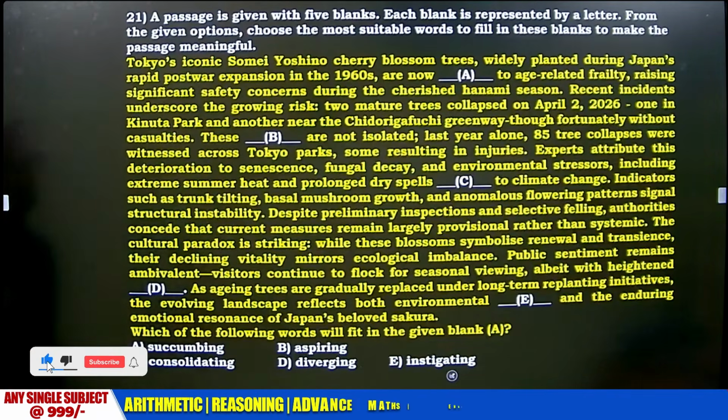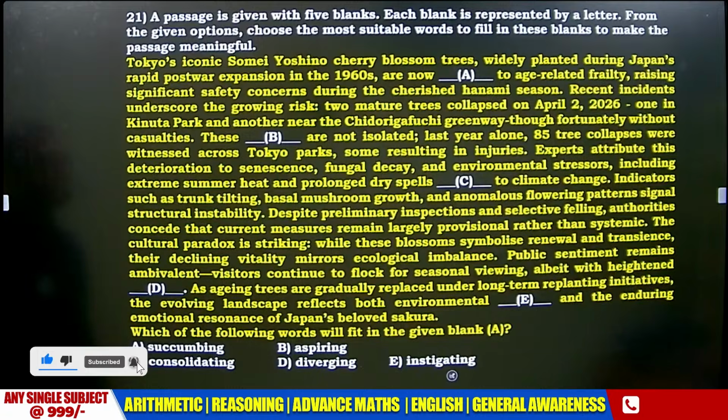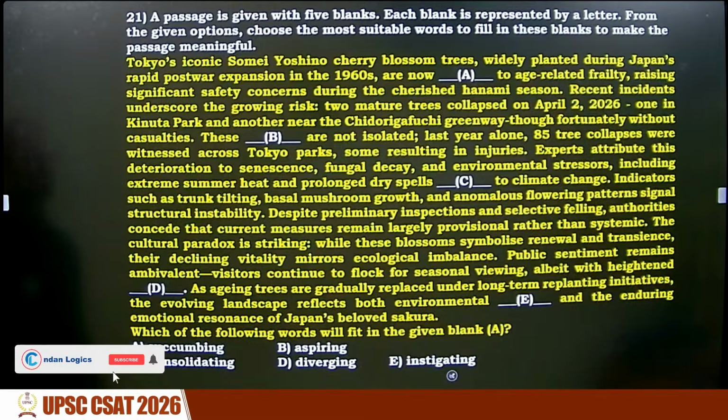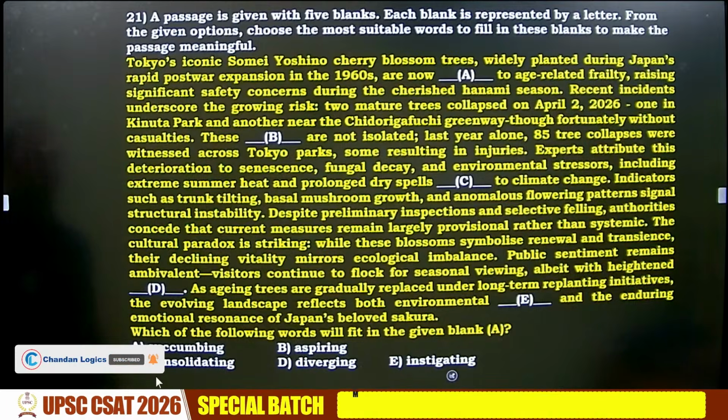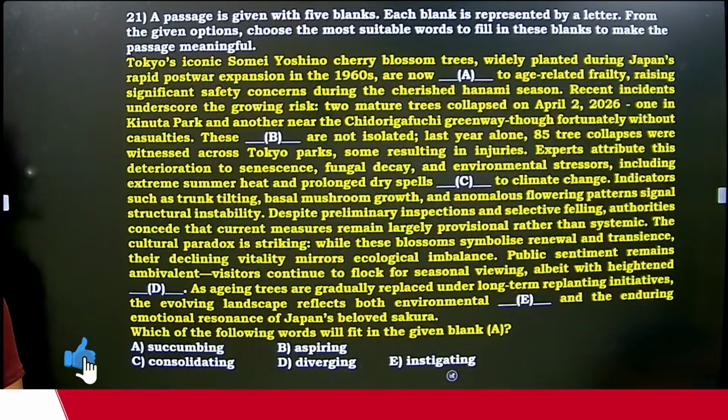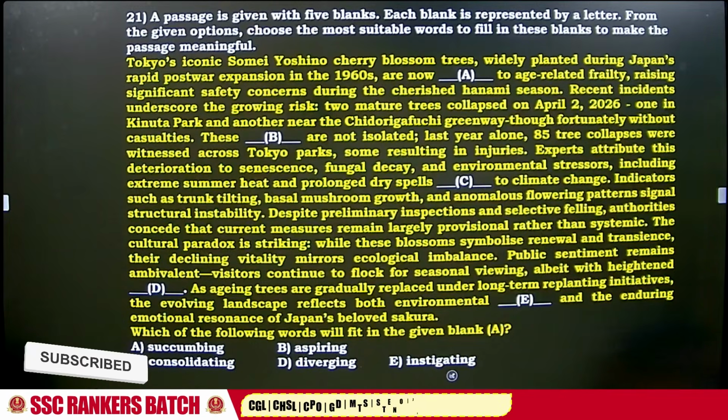Now here we have a beautiful cloze test. Don't do this like a normal student. Do this like an extraordinary student. Who can get the first answer? 21. 30 seconds time.